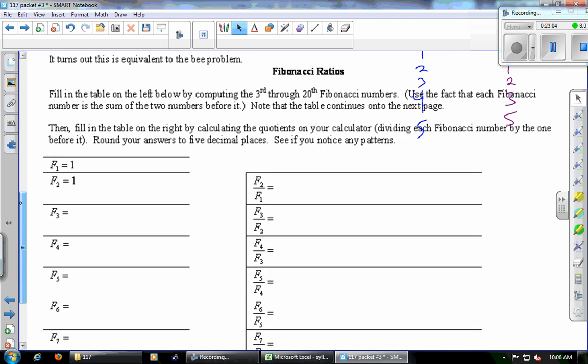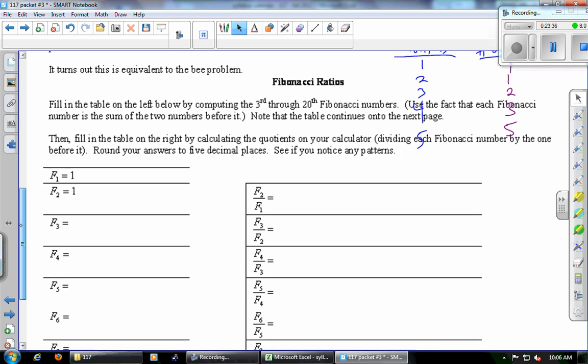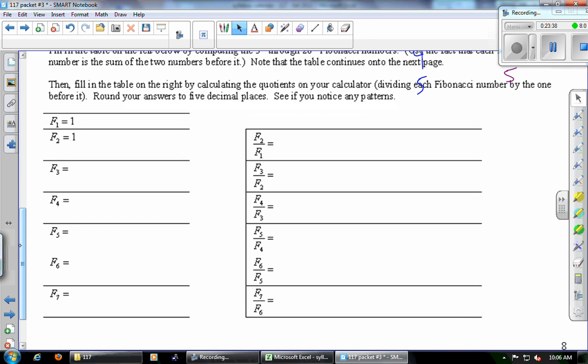So let's go down here to this group activity. So we are, Haley, you read, right? Nicole, fill in. Okay, and Mariah? Then fill in the table on the right with calculated quotient. Add each of the matches for either one. Round your answers. Okay, thank you.